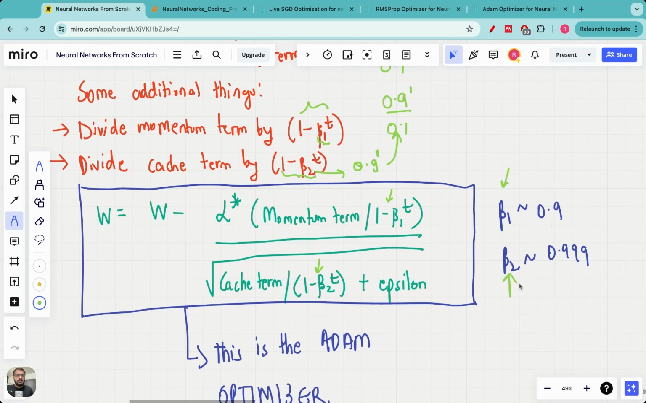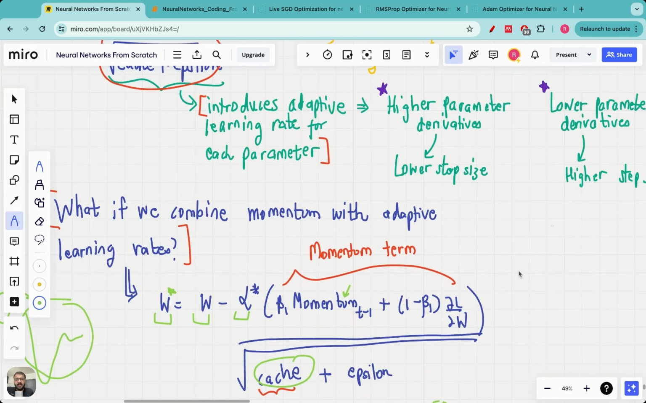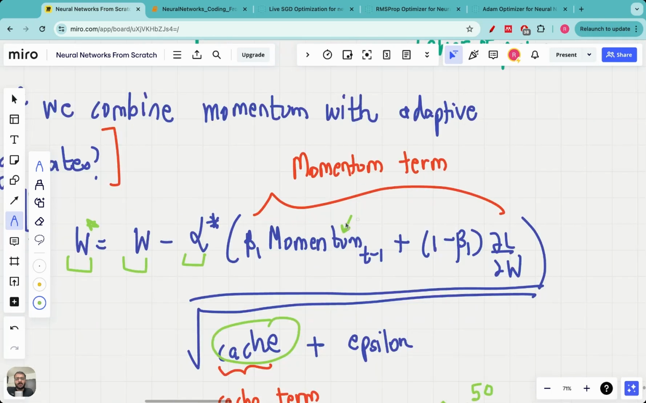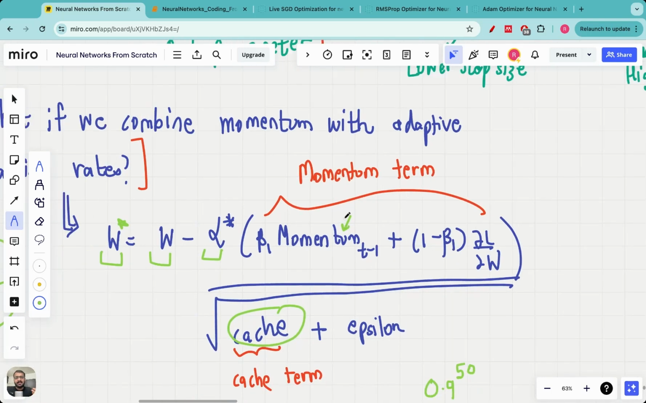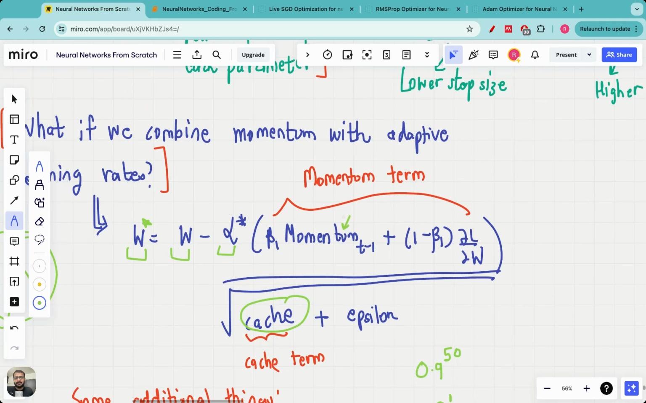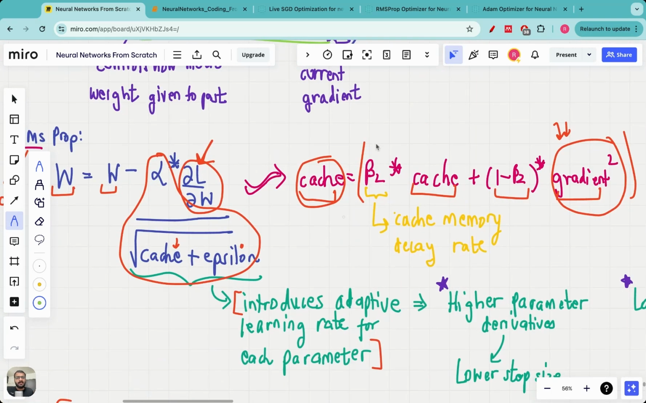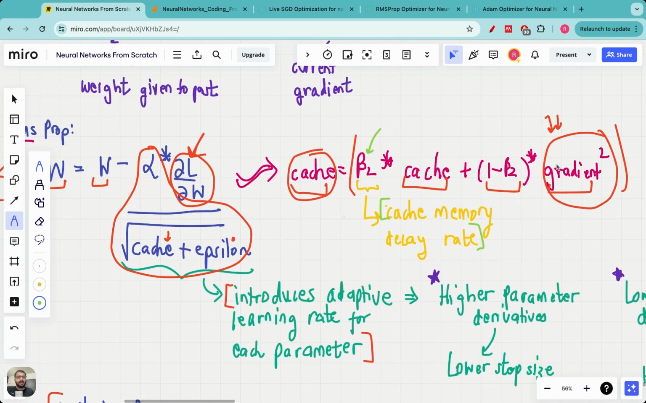Remember the origins of beta 1. Beta 1 controls the momentum term. So it defines how much importance is given to the past gradients in the gradient update. Whereas if you look at the cache term, it has beta 2, and beta 2 is called cache memory decay rate, and it controls how much importance is given to gradient square. So how much importance do we need to give to the past to adapt the learning rates?